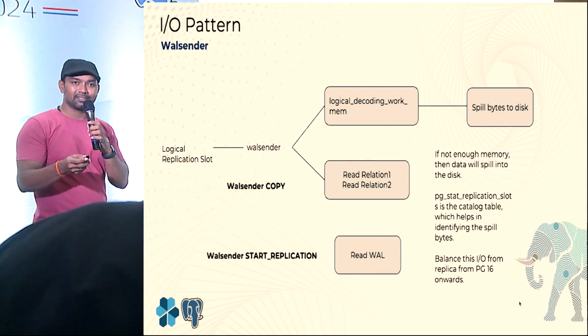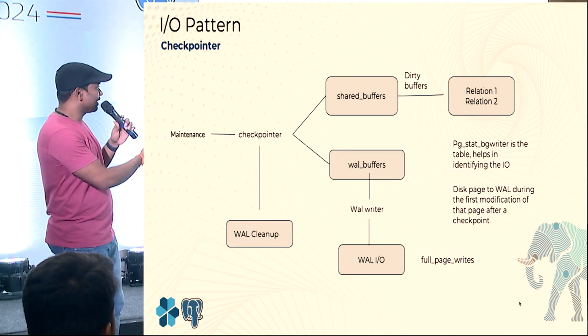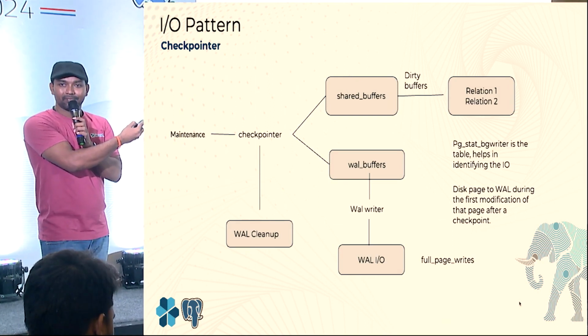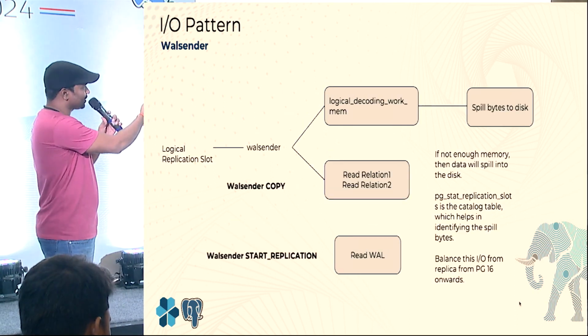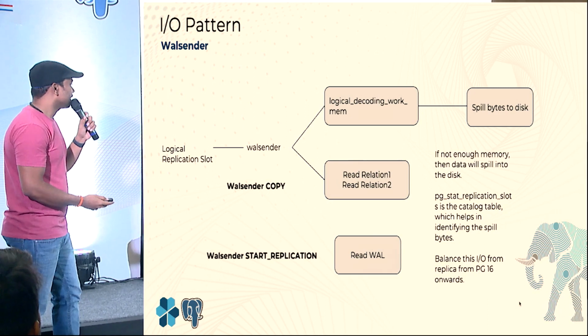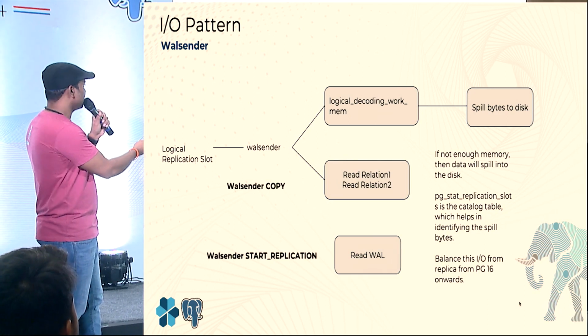It's per session. You see here shared buffers and WAL buffers, right? These are the common memory areas. These others are session level, per session level. Okay, any other questions?